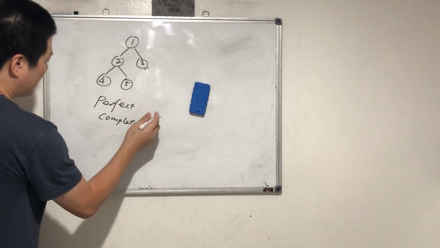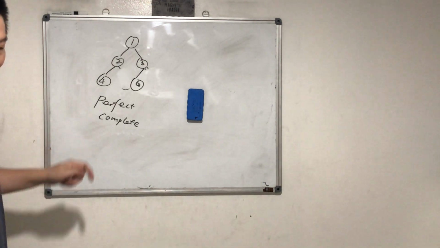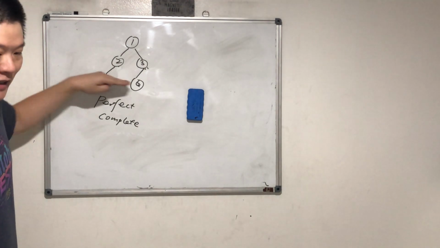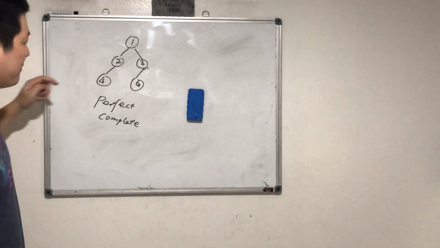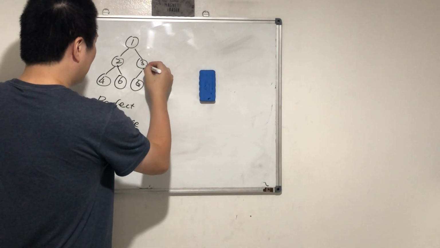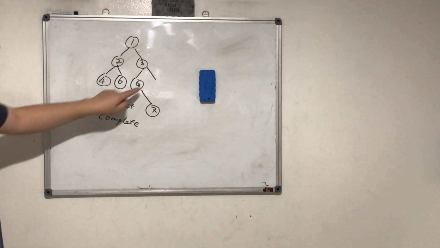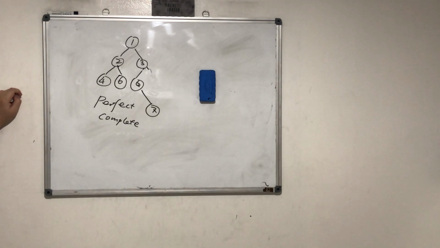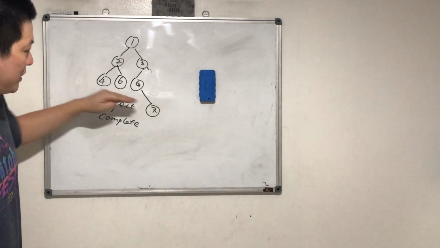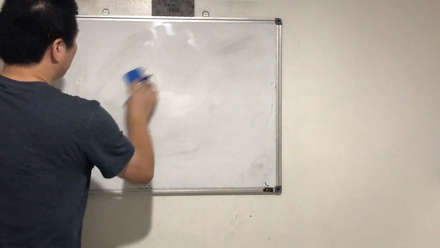Is this a complete binary tree? No. Why? Because there's a gap. The last level needs to be fulfilled from left to right. Is this a perfect binary tree? No, because every level needs to be fulfilled, but the last level needs to be fulfilled from left to right. Okay, we got it.